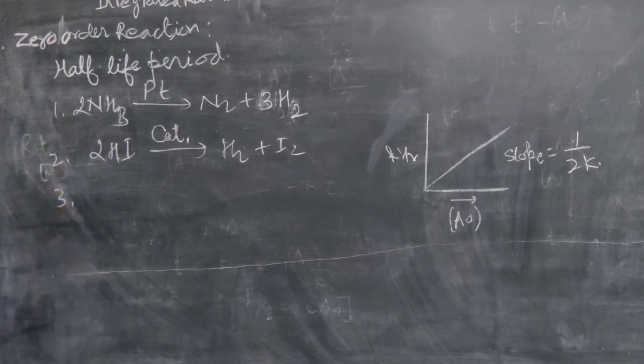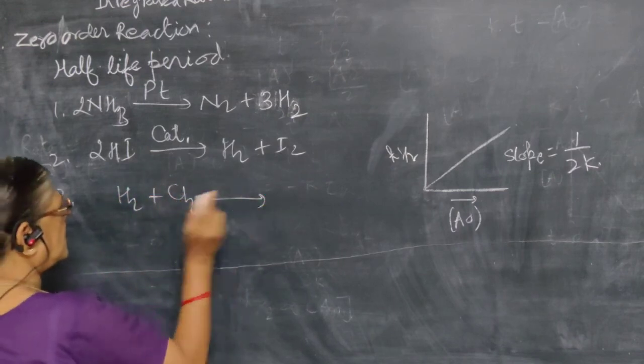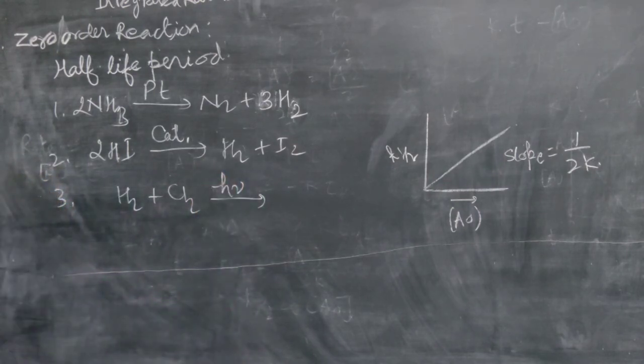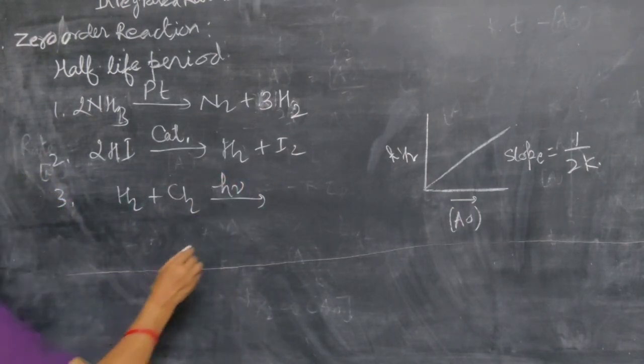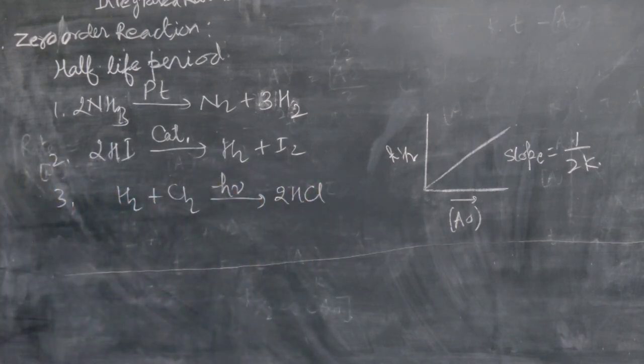The third example you can write here. The reaction between hydrogen and chlorine in the presence of sunlight, not in the dark. In the presence of sunlight, the energy can be written as h nu. Then it will form 2HCl, that is a photochemical reaction, and its rate of reaction is very fast. So these three are the examples of zero order reaction.